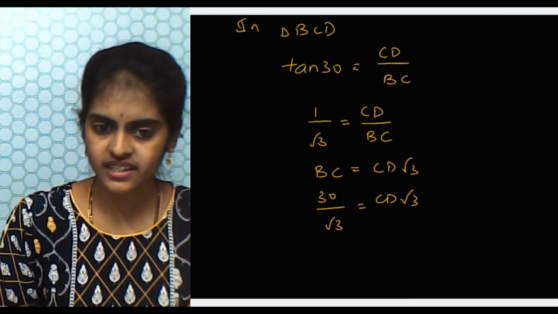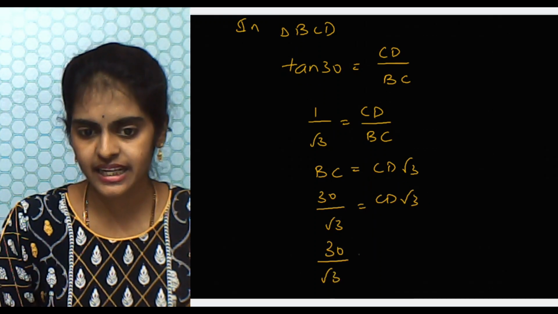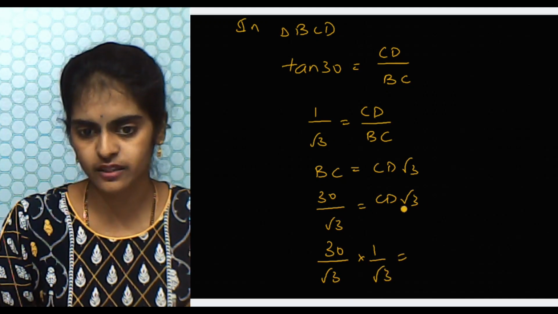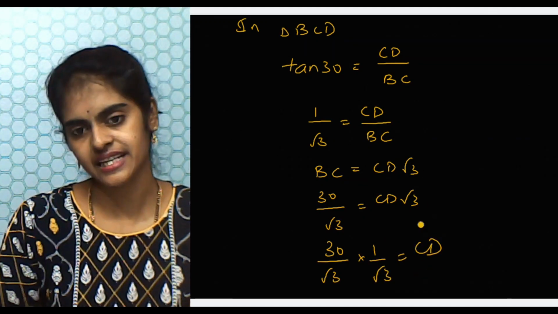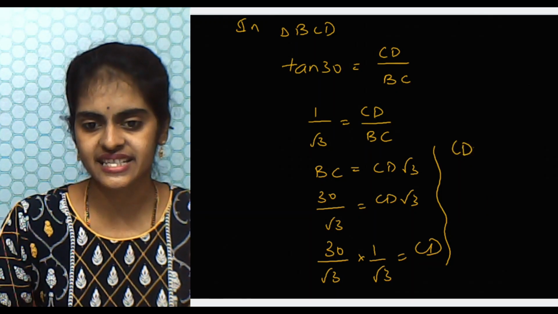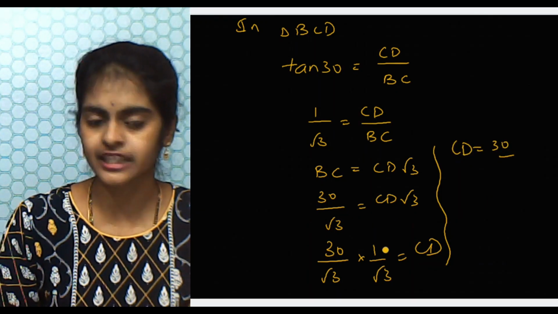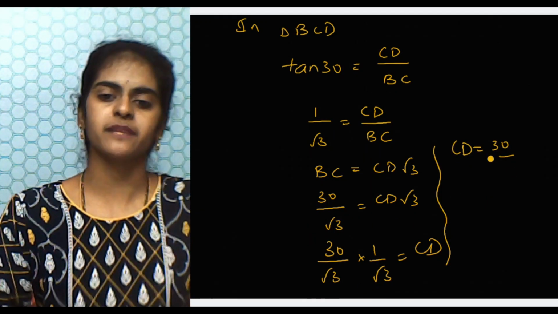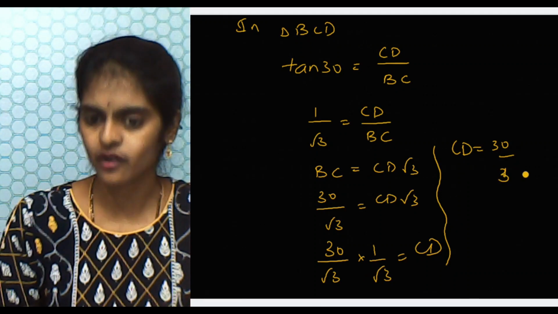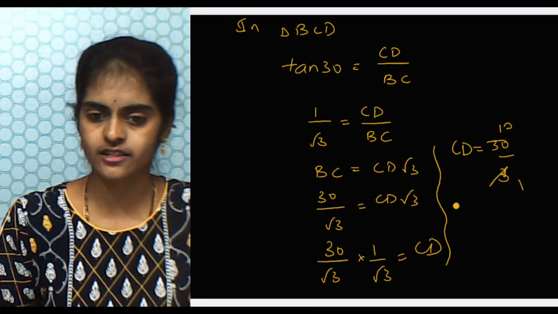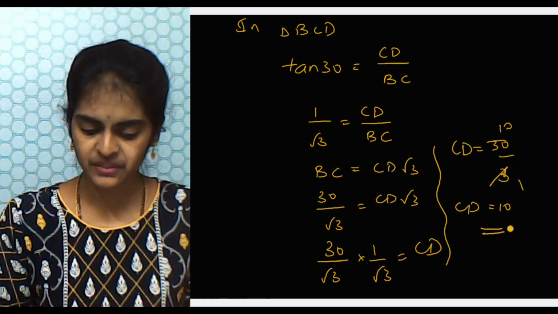Just send root 3 to the other side, so it becomes 30 by root 3 into 1 by root 3, which is equal to CD. So what is the value of CD? CD is nothing but 30 by 3, since root 3 multiplied by root 3 gives you 3. So CD is nothing but 10.